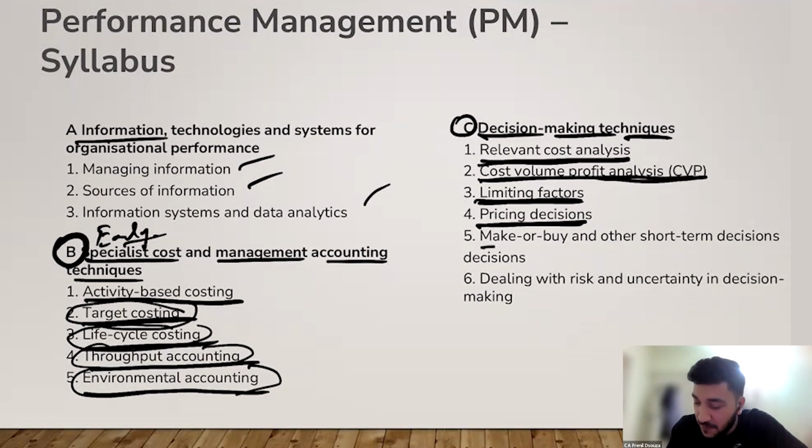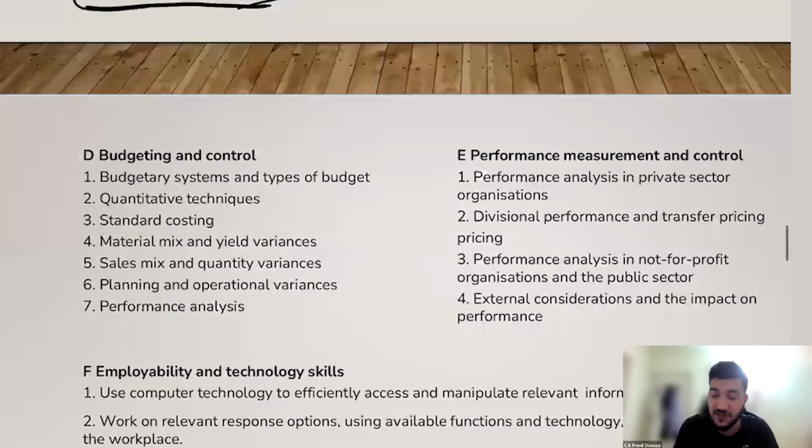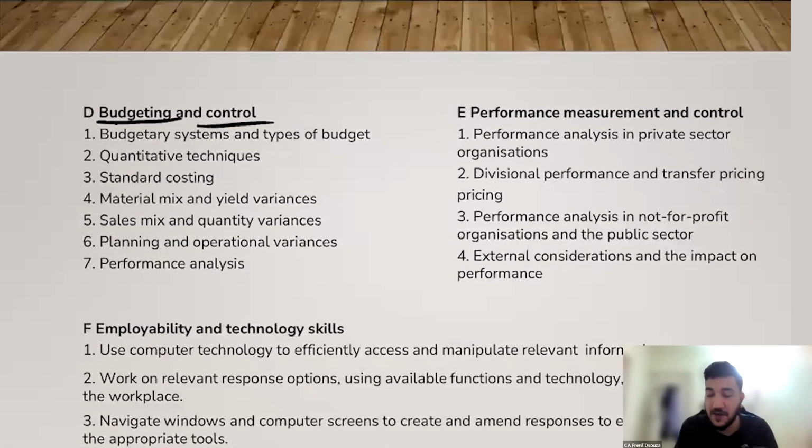Then we have something called make or buy decision, short-term decisions, and dealing with risk and uncertainty in decision making. So some part of budgeting, for big projects, will also form part of my discussion, although it is there in the next section, which is budgeting and control.